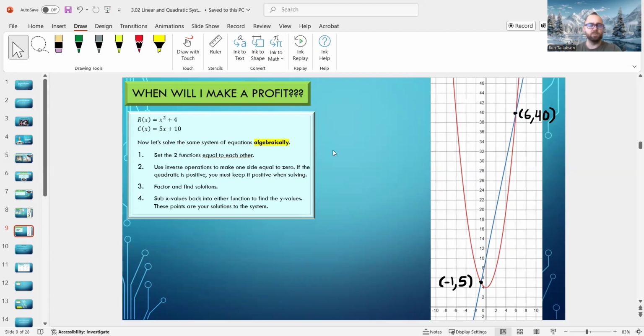Okay. So we're going to solve this same problem algebraically. I'm showing you here graphically to keep that fresh in your mind and also to compare. When we work this out algebraically, are we going to get these same solutions? Well, we're going to follow these steps right here to get that done. Let's see what happens.